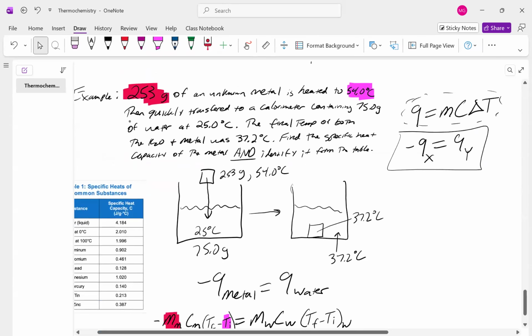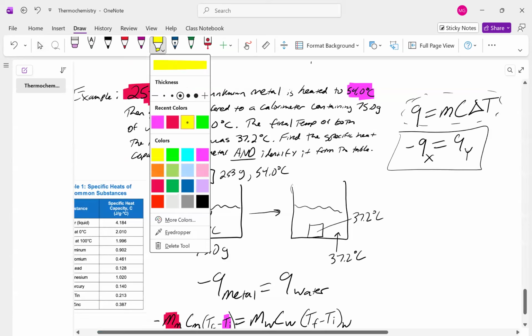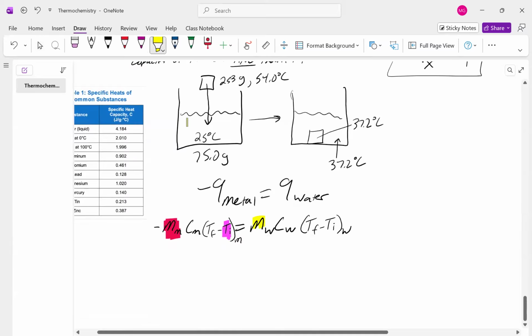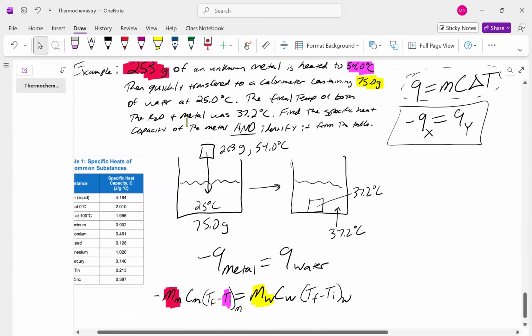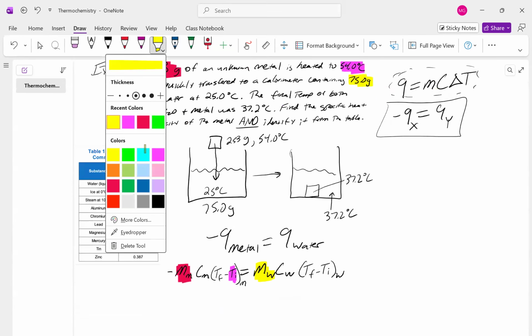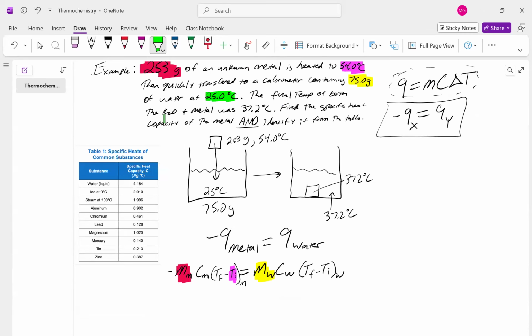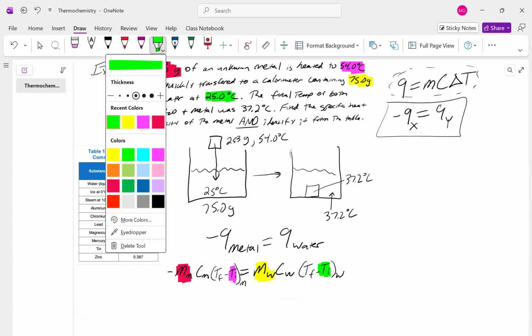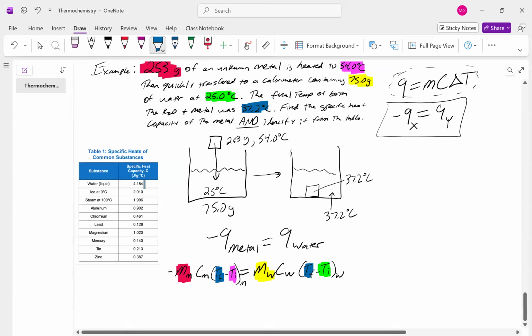And then it was quickly transferred to calorimeter containing 75 grams of water. So there's a new value. That's the mass of water. And the water's initial temperature was 25 degrees. So that is there. And then finally, the final temp of both the water and the metal was 37.2 degrees. So I'll use that. And the TF is going to be the same for both the metal and the water.